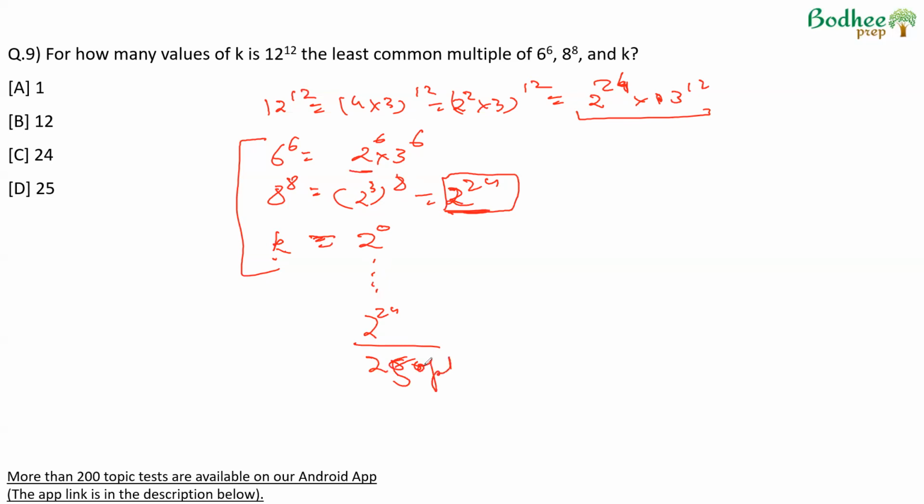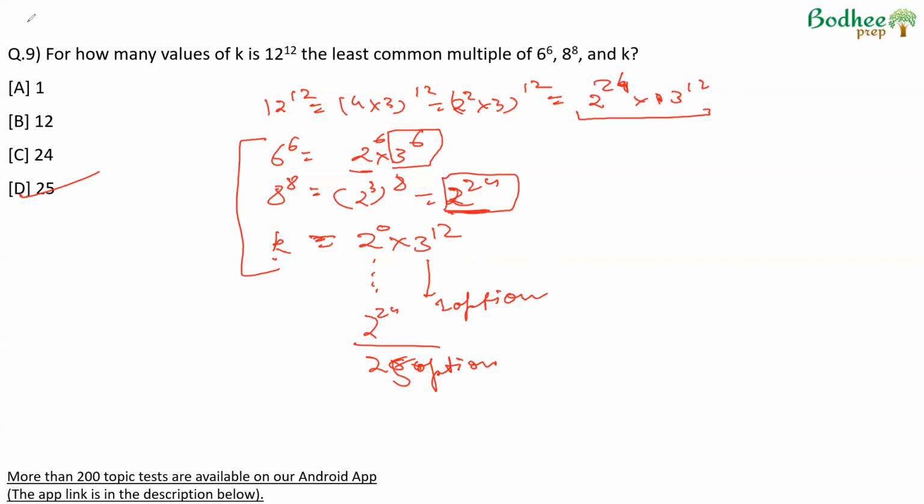What about powers of 3? The power of 3 that we have is 3 raised to power 6, but we need the power to be 3 raised to power 12. So k has to have the highest power because no other number has it. So the power of 3 in k has to be 3 raised to power 12, and therefore the only option for the power of 3 is 1. So this is the only option. So the number of values possible is 25 into 1, which is 25.